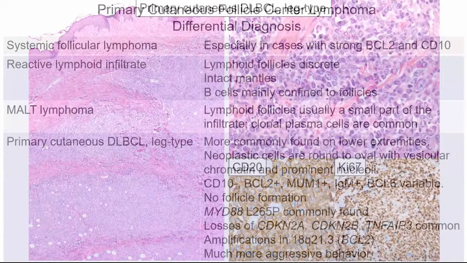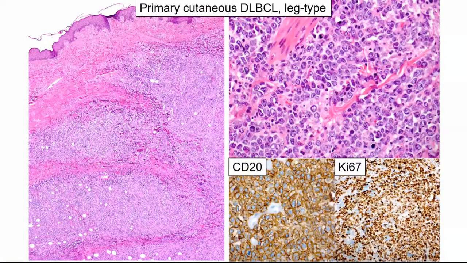So here's an example, just for comparison, of primary cutaneous diffuse large B-cell lymphoma, leg type. And you can see that there is, again, a dense lymphoid infiltrate. It's sparing the epidermis and is heavily involving the dermis and the subcutaneous tissue. There is a nodularity to the infiltrate, but these are not follicles. They're just sort of following, I think, the tissue planes of the skin.